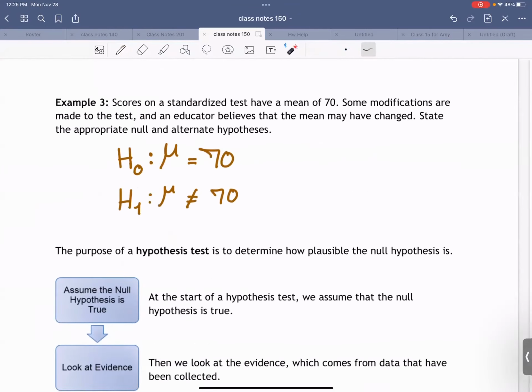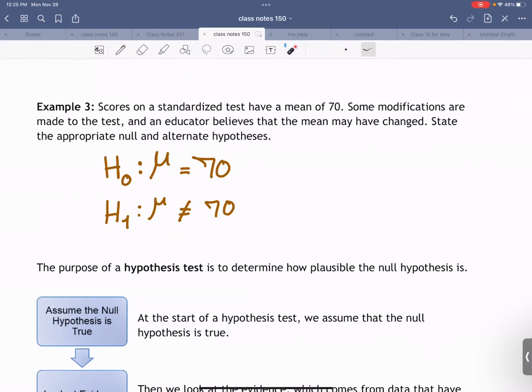All right, moving on to example number 3. You want to look at scores on a standardized test. We said it had a mean of 70, but we think it might have changed. This time Savannah did a good job of writing out the null and alternate hypotheses, but this time the symbol is not equal to because it doesn't say higher, lower, less than, greater than, nothing like that. So that's a good sign that we have to use the not equal to sign. All right. Any questions on writing out the hypotheses?